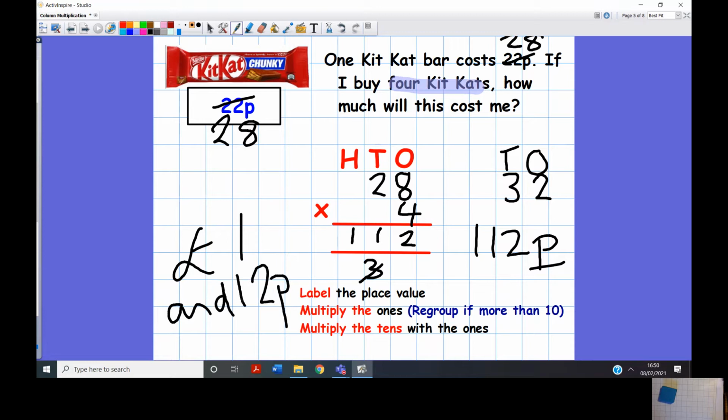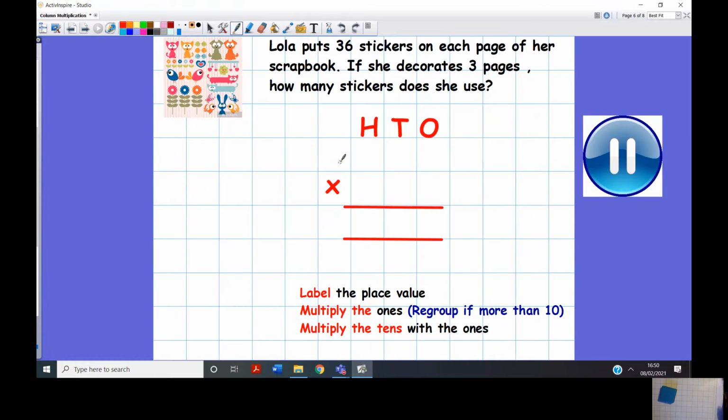Just really breaking this up, seeing where you need to regroup. Just remember, you cannot have more than 10 ones in your ones column. You cannot have more than 10 tens in your tens column. You just need to move things along. It might help you to draw your Dienes, it might not. Okay, here's an example for you to practice.